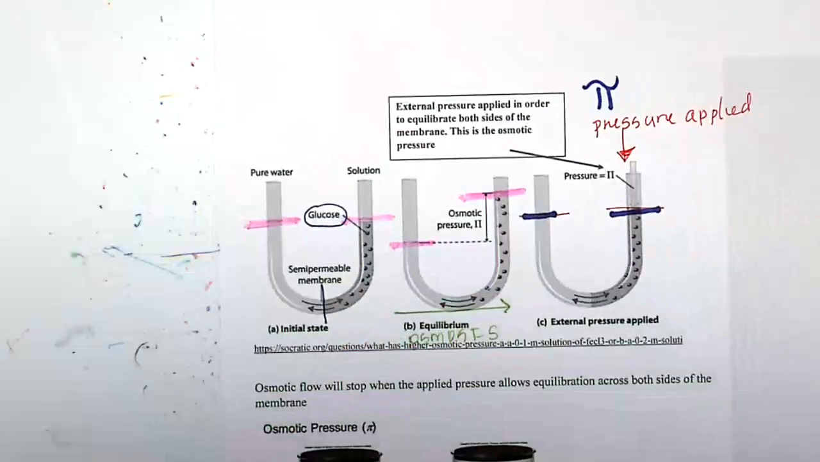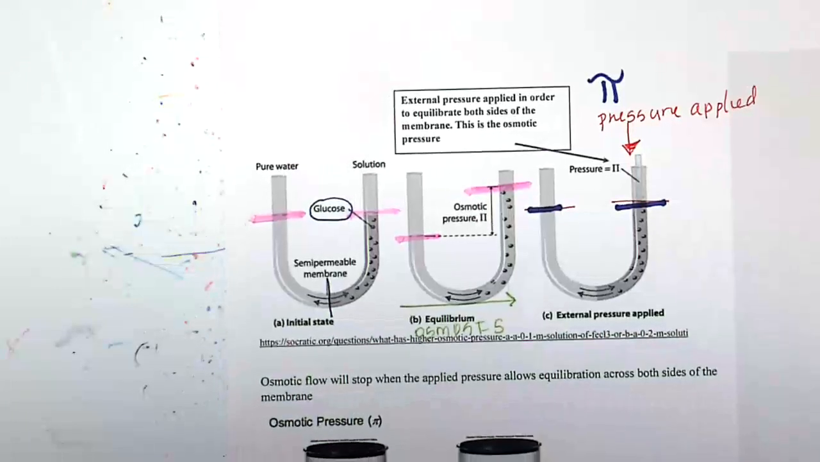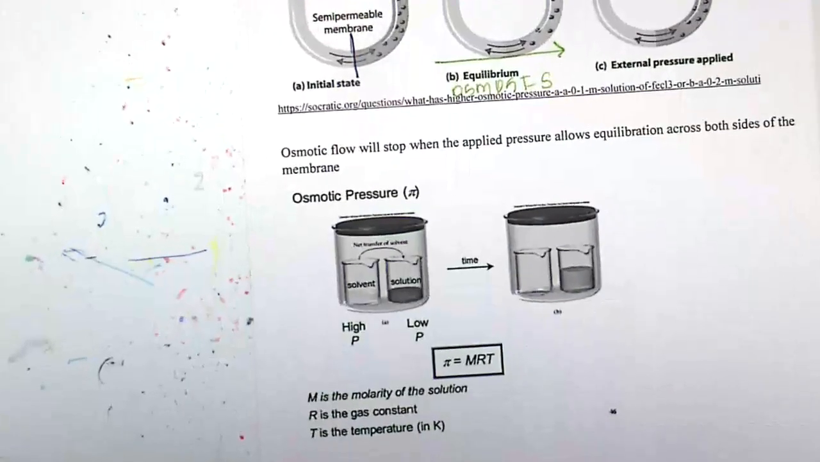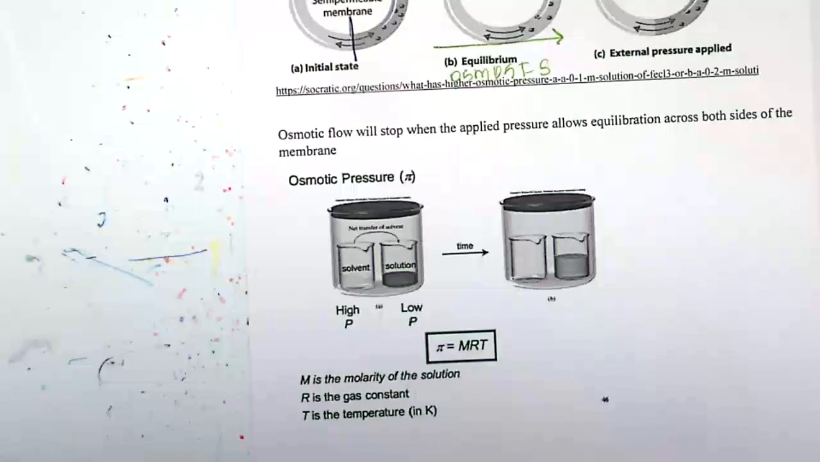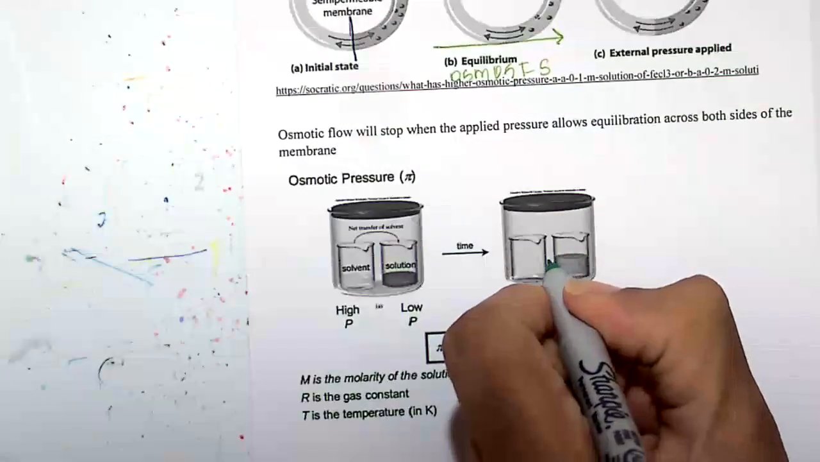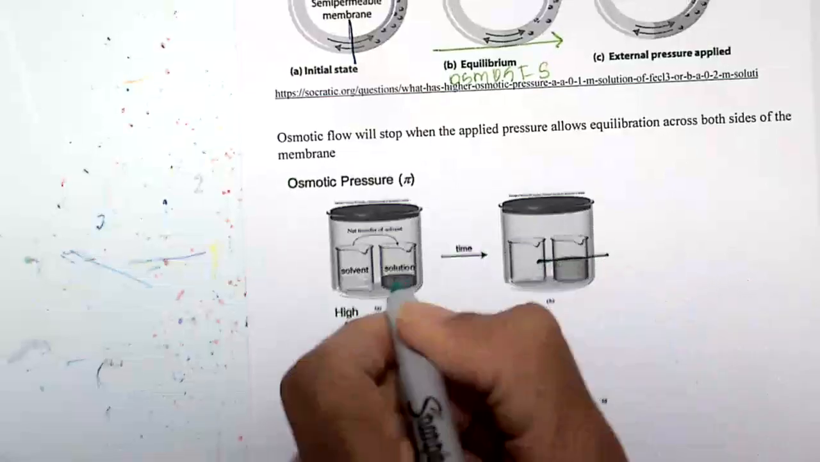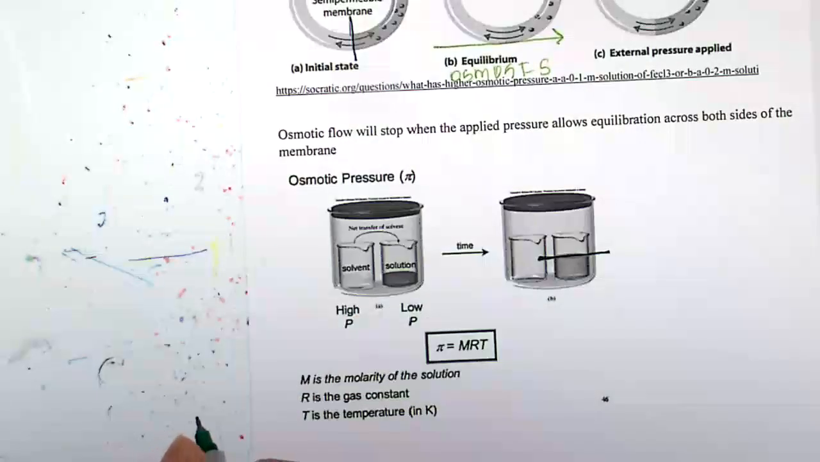This actually happens in our cells, and the biology majors know this better, like hypertonic, hypotonic. Your plasma membrane maintains that osmotic pressure, or else water will just rush out, or water may rush in, depending on what's inside and outside of the cell. Here's another example of osmosis. You have high pressure, low pressure, and over time the solvent is going to neutralize whatever solute is in the solution.